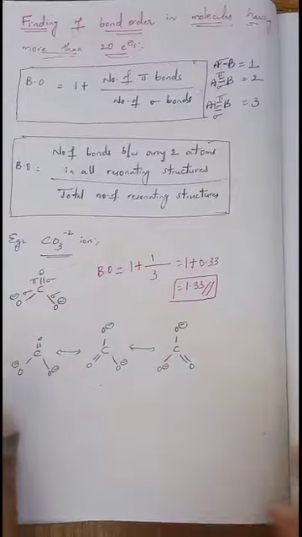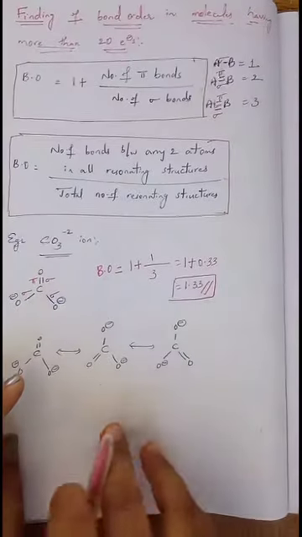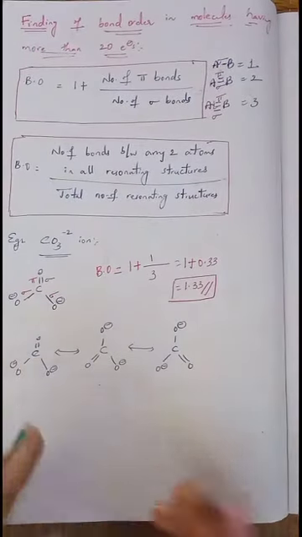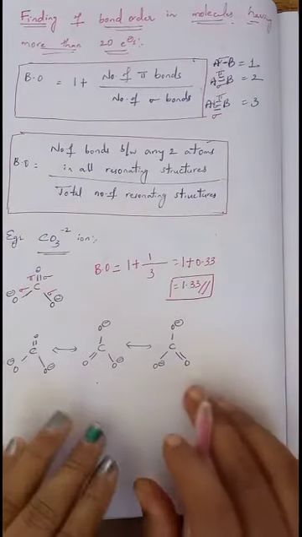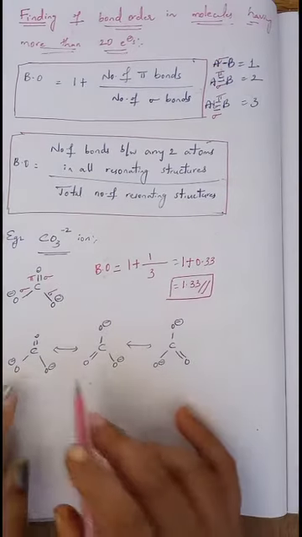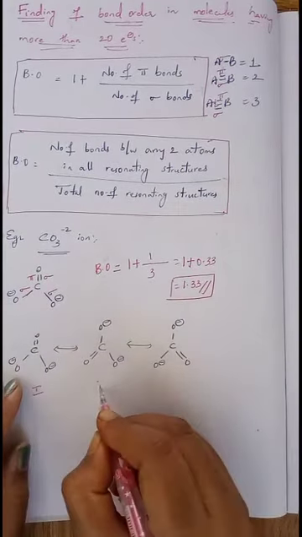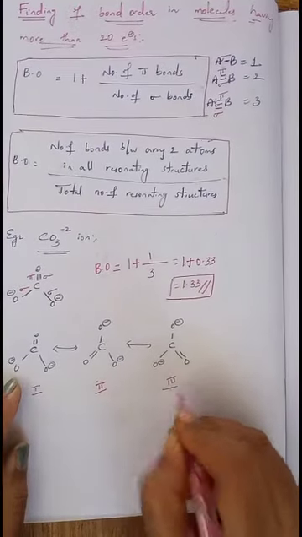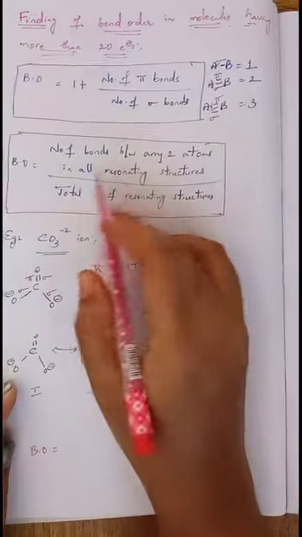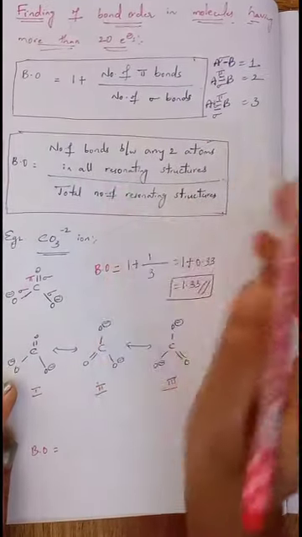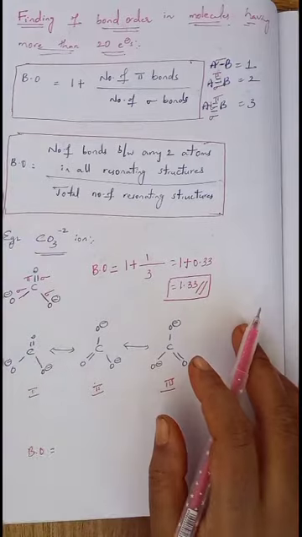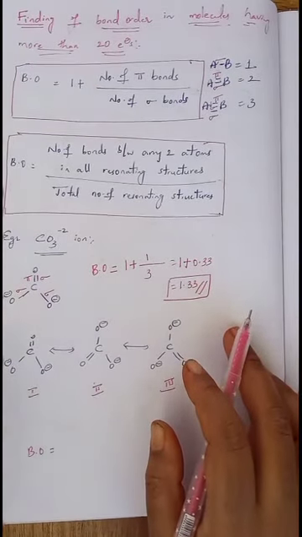Now we'll apply the other formula to the same molecule to find the bond order. This formula is based on resonating structures. I have explained how to draw these resonating structures. Here I have directly taken the resonating structures of the CO3 2- ion. This is the first resonating structure, this is the second, and this is the third. Now we'll find the bond order based on resonating structures: the number of bonds between any two atoms in all resonating structures. So first consider any two atoms, then find the number of bonds present between those two atoms in all resonating structures.